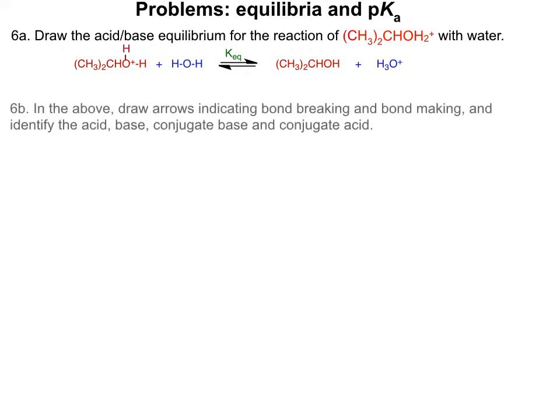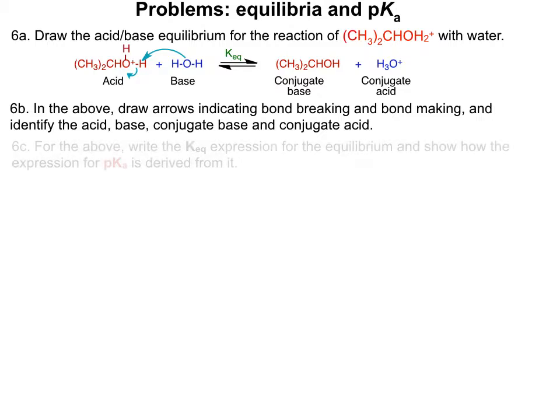Draw the acid-base equilibrium of that in water. Again, you should be pausing these and drawing these out yourself. It doesn't help you to just watch these. You have to get used to drawing them out and knowing when you're right or when you're wrong. There it is. The next question is, draw the arrows to show bond making and breaking and identify the acid, conjugate base, and conjugate acid. So there are the arrows. There are the different components, the names of the different components.